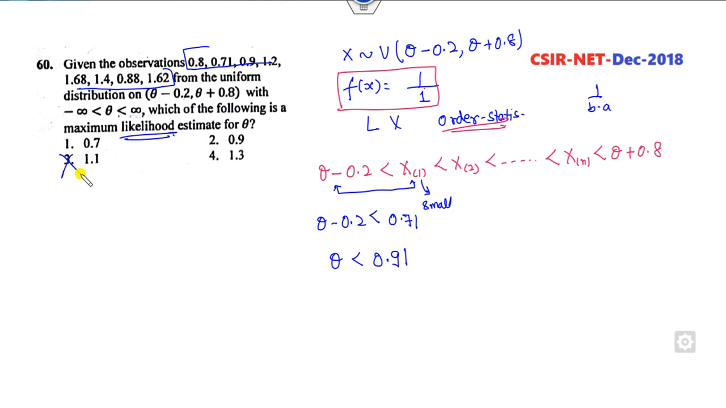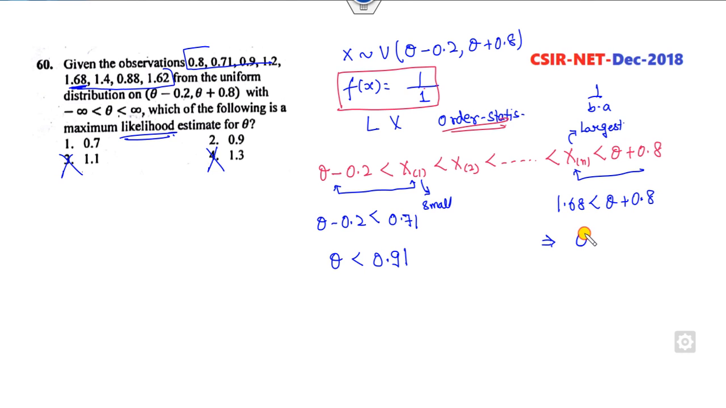0.91. So this option is cancelled out. This option is cancelled out. If you look about here, what is the xn? That is the largest element in the given observation. What is the largest element? 1.68. So 1.68 is less than this.